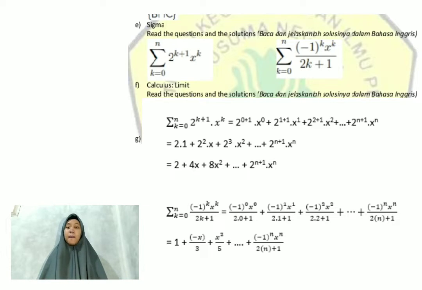plus dots plus minus 1 in parentheses raised to n times x raised to n over 2n plus 1, equals 1 plus minus x over 3 plus x squared over 5 plus dots plus minus 1 in parentheses raised to n times x raised to n over 2n plus 1.